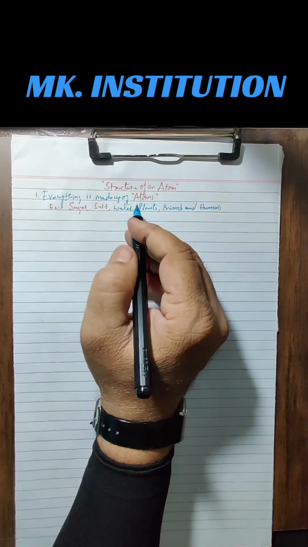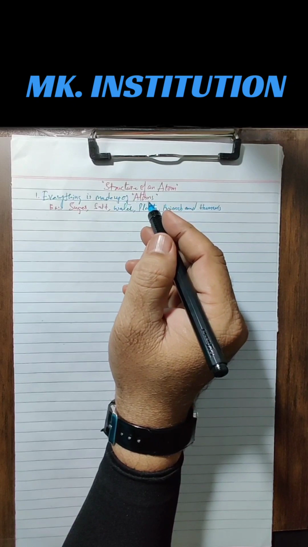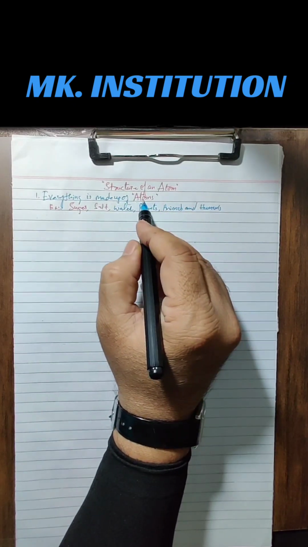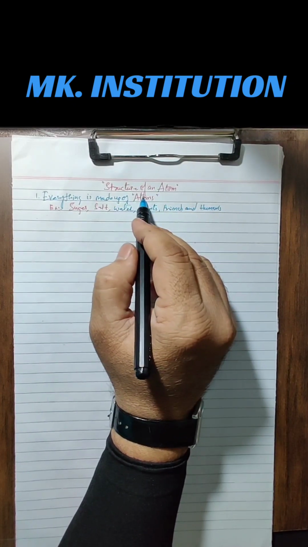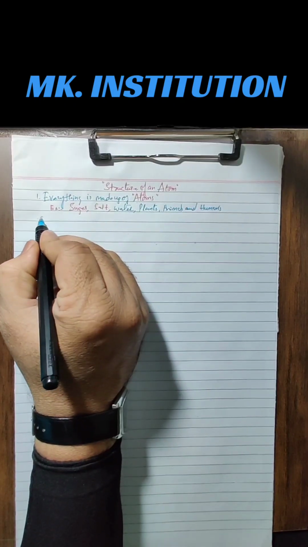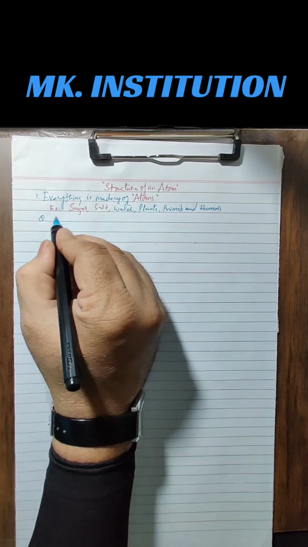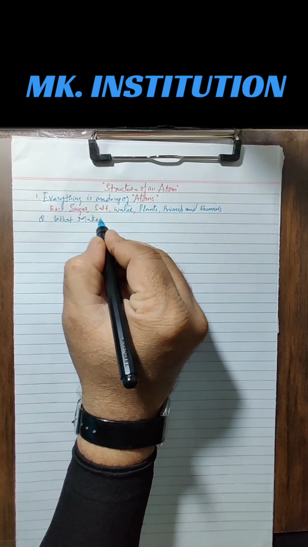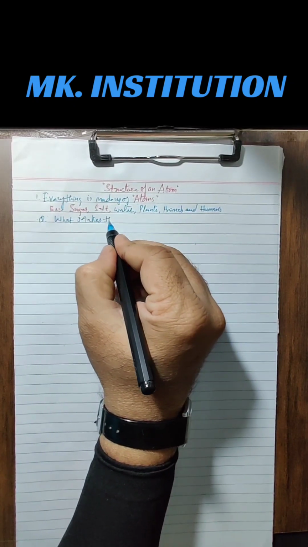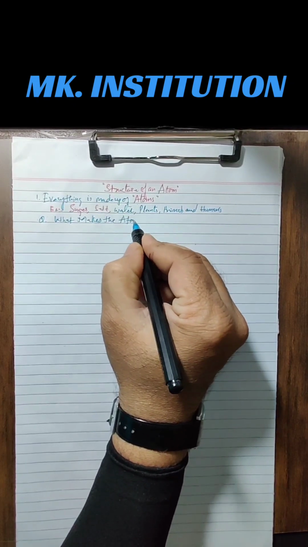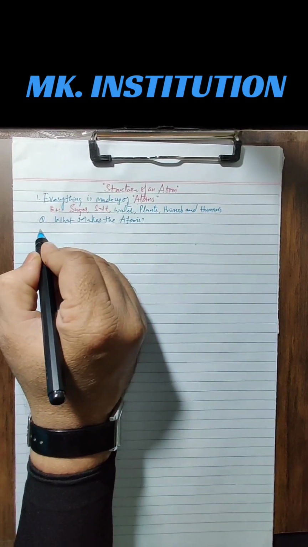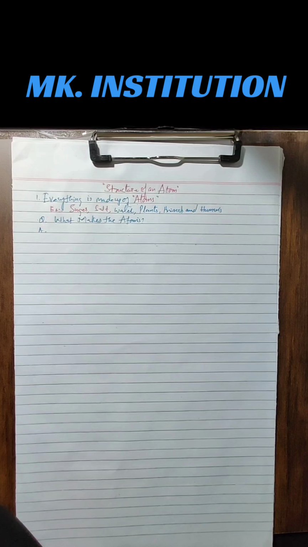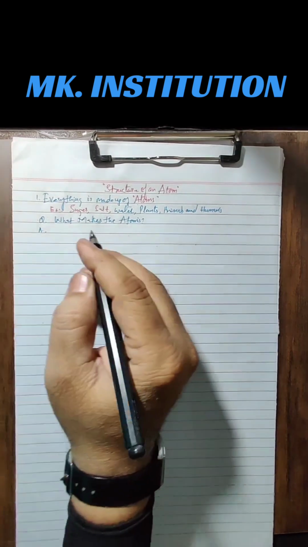Now, what makes the atom? All these things are made up of atoms, but what is present inside the atom, that we'll do now. A small question: what makes the atom? Clear? Now what is the answer for this?